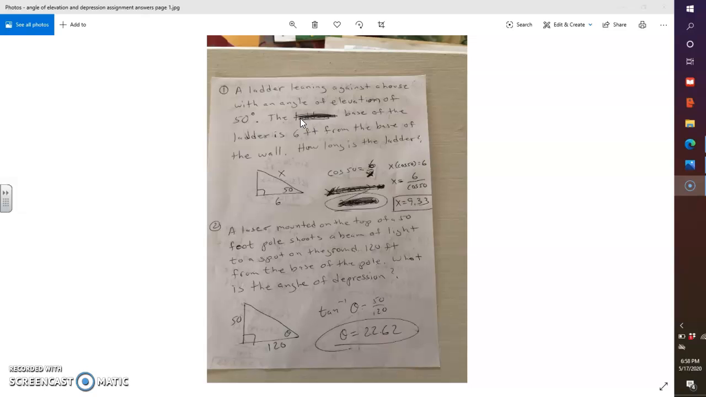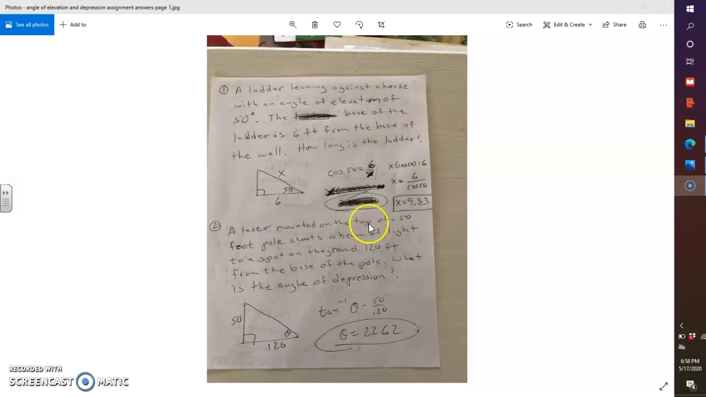So in number one, we have a ladder leaning against the house. That's how a ladder would lean against the house. They say the base of the ladder is 6 feet from the base of the wall. So here's the wall of the house, and it's 6 feet from that. That's why this is the 6. We've really got to understand what the question is asking and label accordingly. And the length of the ladder, this is the length of the ladder right here, so it's the hypotenuse. This is all about translating what's being said.